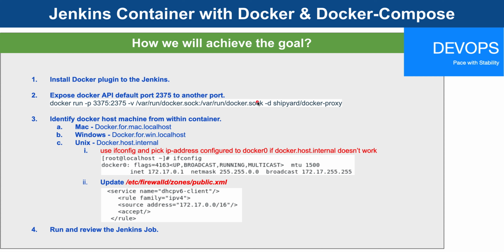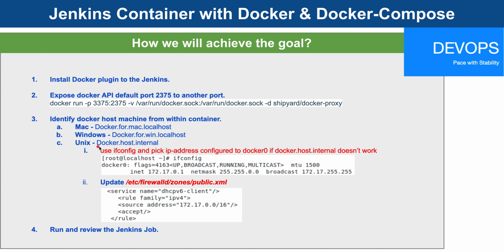Step number 3 is we are going to identify the Docker host machine from within our Jenkins master container, and these are three different platforms: Mac, Windows and Unix, and that is how we can access it. For Mac, instead of using localhost or maybe the IP address of the host machine, we can just say docker.for.mac.localhost followed by the port number, and that is how we can access it. For Windows, docker.for.win.localhost. For Unix, docker.host.internal.